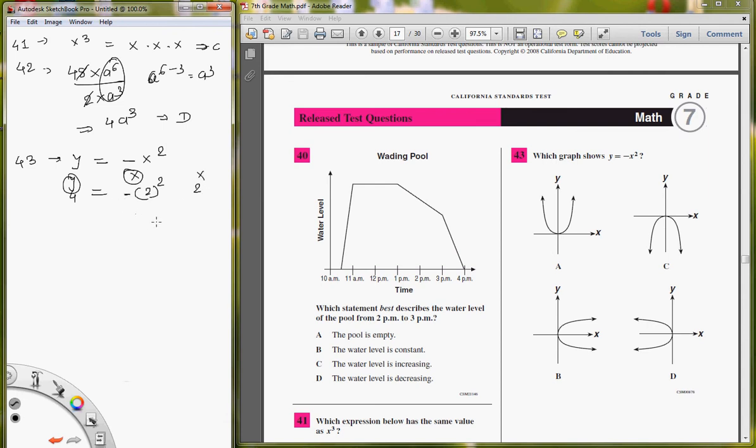Now this whole equation is in x here. Let's put another value, x is equal to 3. So 3 raised to power 2 is equal to 9, so y will be 9. So when the value of y is 9, x will be 3. When the value is 4, x is equal to 2.